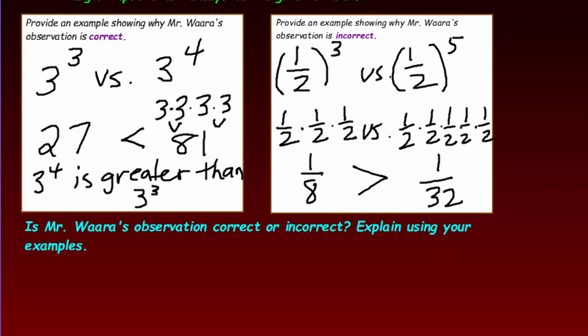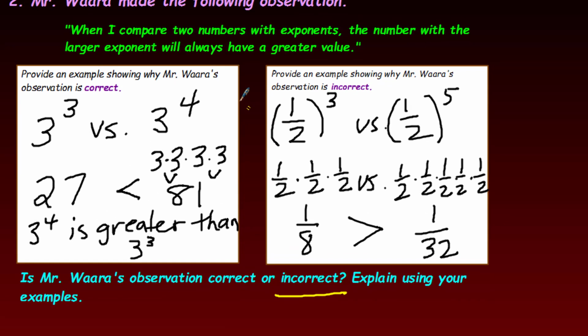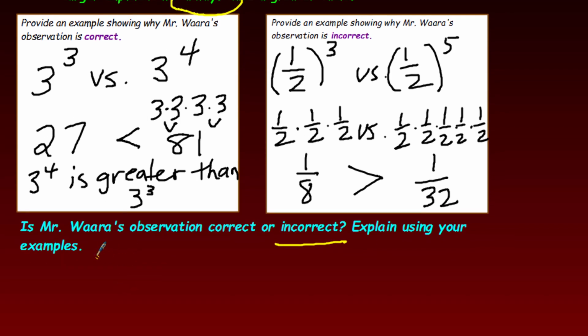Down below it says, is Mr. Wara's observation correct or incorrect? Well, I'm going to say my observation. Wait a second, that's me. Yes, my own observation. Mr. Wara, you are incorrect. I challenge you, because it's not correct. When I look at it, I look at one word. That one word up here is always. It said when I compare two numbers with exponents, the number with the larger exponent will always have a greater value. And that's just not true. So I'm going to say no, Mr. Wara's observation is incorrect.